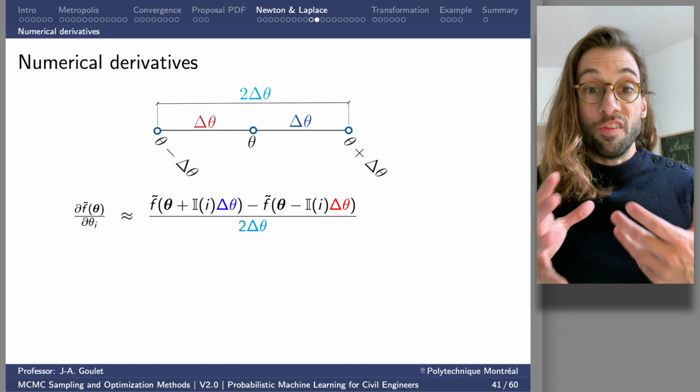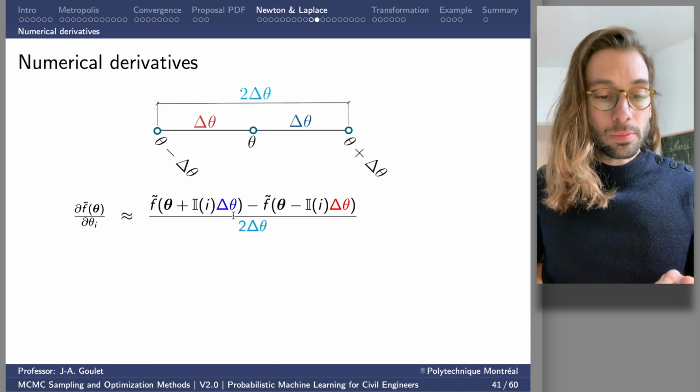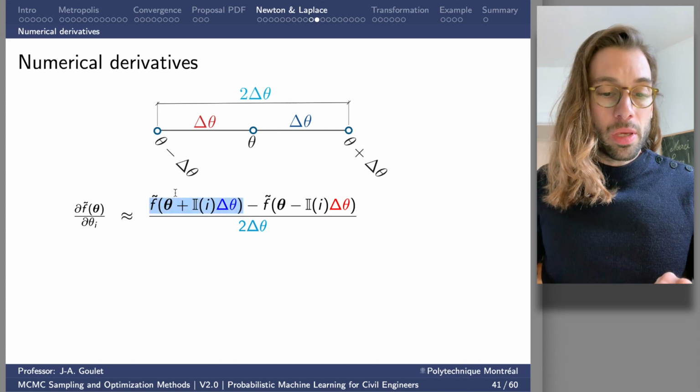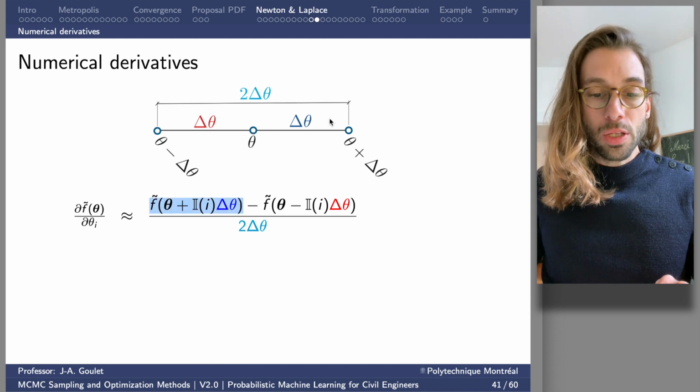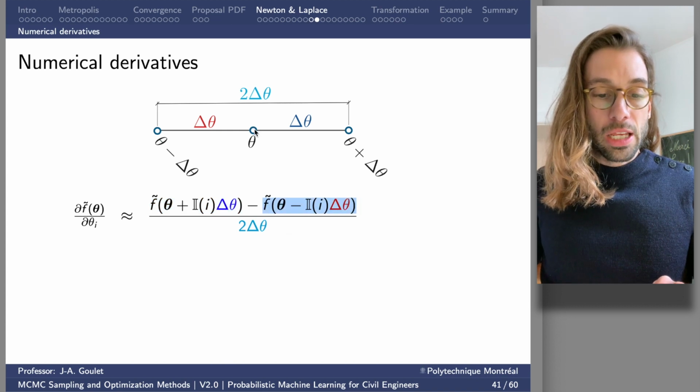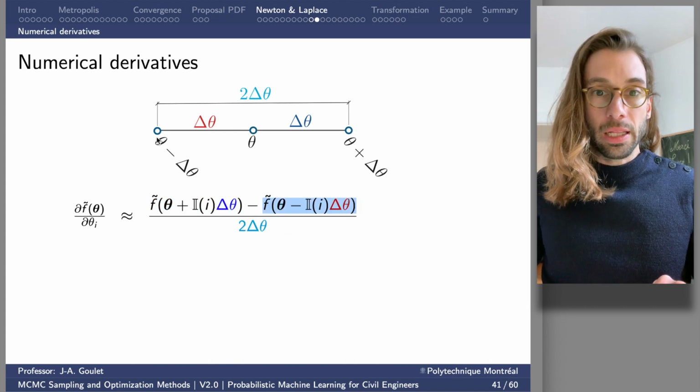Okay, if we want to look visually, where does this come from? So what I have on the left term here is my current parameter value plus a perturbation delta theta. What I have on my right hand term here is current parameter value minus delta theta.